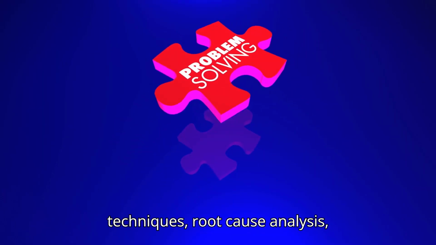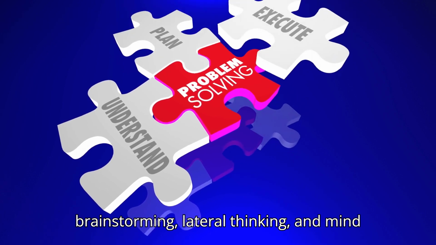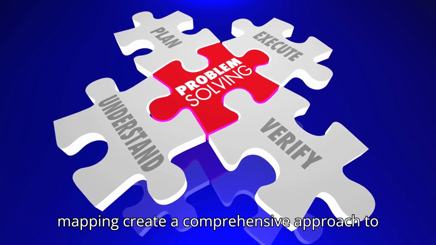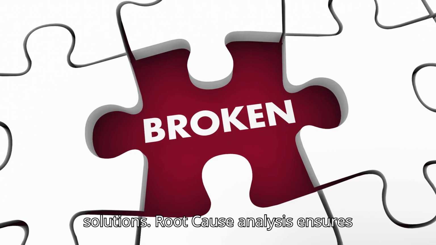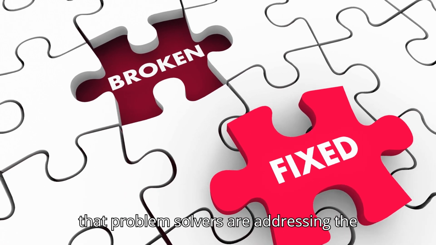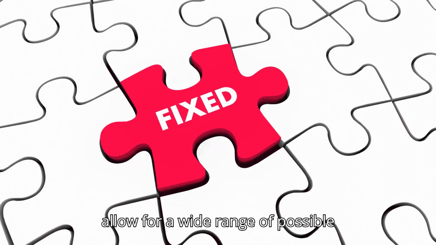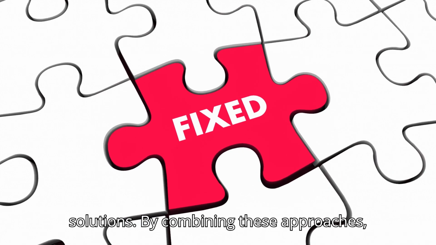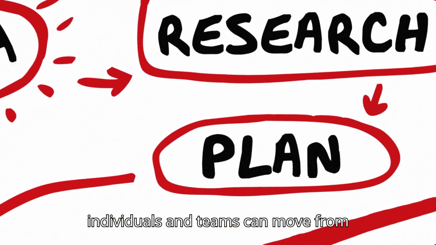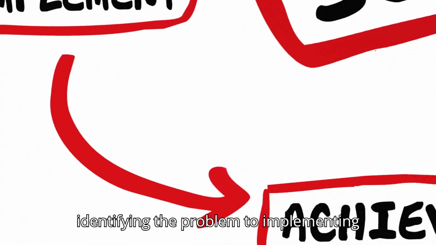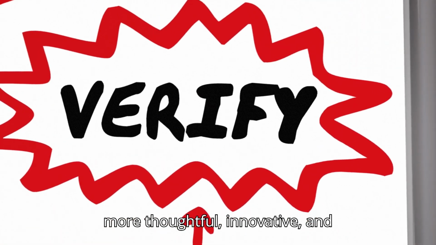Together, these techniques, root cause analysis, brainstorming, lateral thinking, and mind mapping, create a comprehensive approach to analyzing problems and generating solutions. Root cause analysis ensures that problem solvers are addressing the correct issue, while creative techniques allow for a wide range of possible solutions. By combining these approaches, individuals and teams can move from identifying the problem to implementing practical and effective solutions in a more thoughtful, innovative, and structured way.